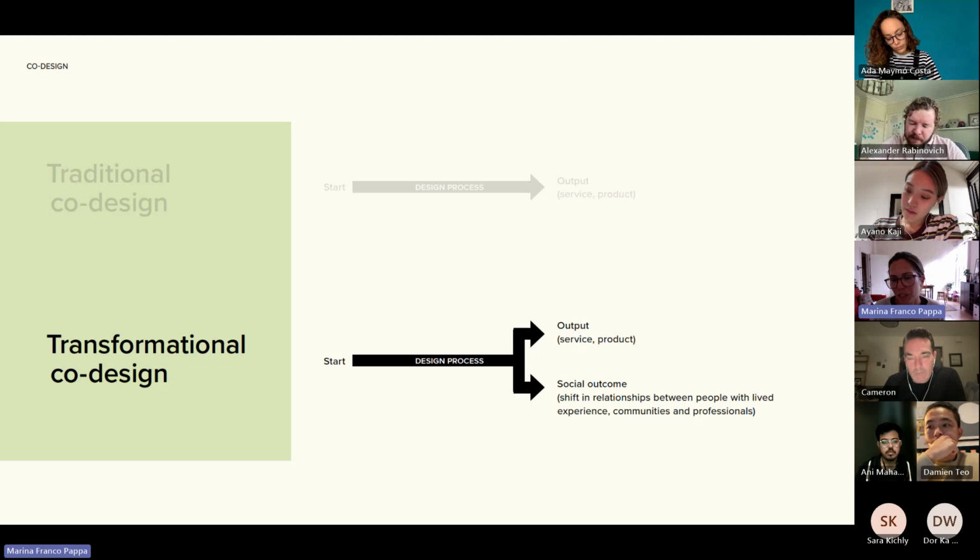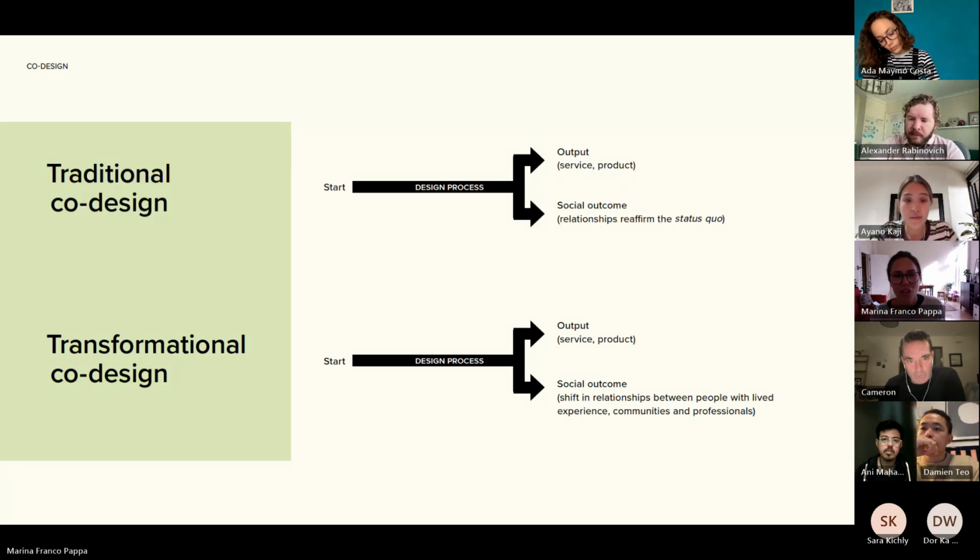which is a shift in the relationships between the people who live the experience, communities, and professionals. So I think that's going again around decision making and power and influence. For me, it was very interesting to suddenly separate those two parts. But then I kept wondering that actually on the traditional co-design, you also have the social outcome, but it feels that the social outcome in this traditional co-design process is reaffirmative of the status quo.